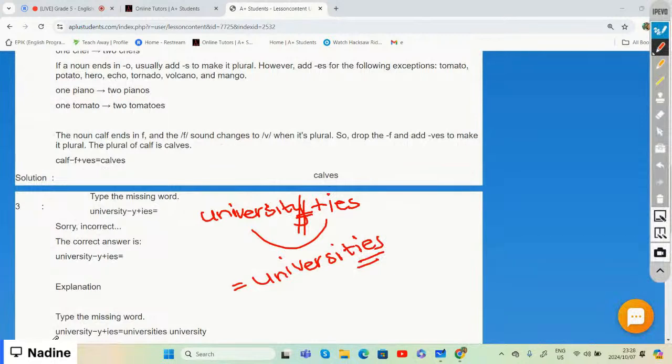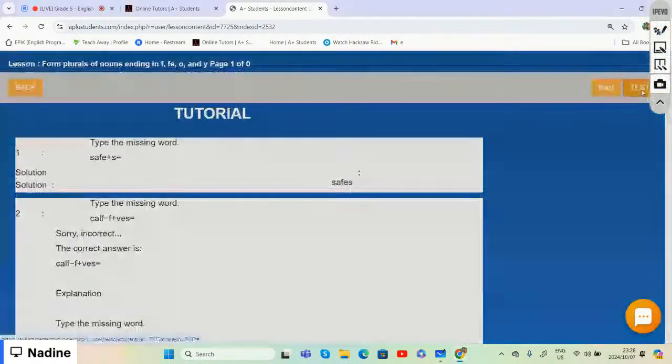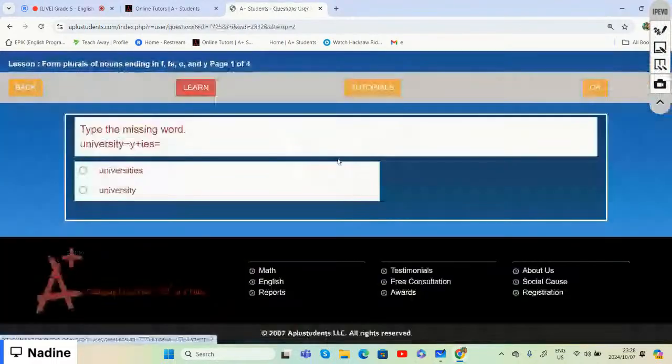All right, so now we're going to our test, where we're going to form plurals of nouns ending in F, FE, O, and Y. The first one says we need to type the missing word, university. If you want to show that there's more than one university, do we say universities, option one, or university, option two? Which one is correct?